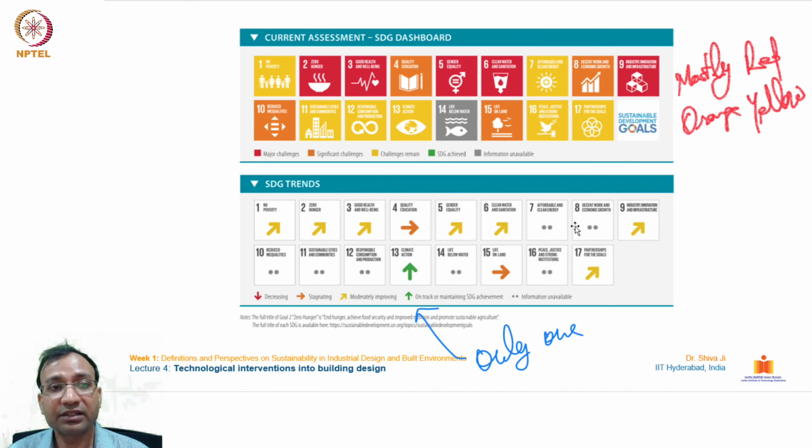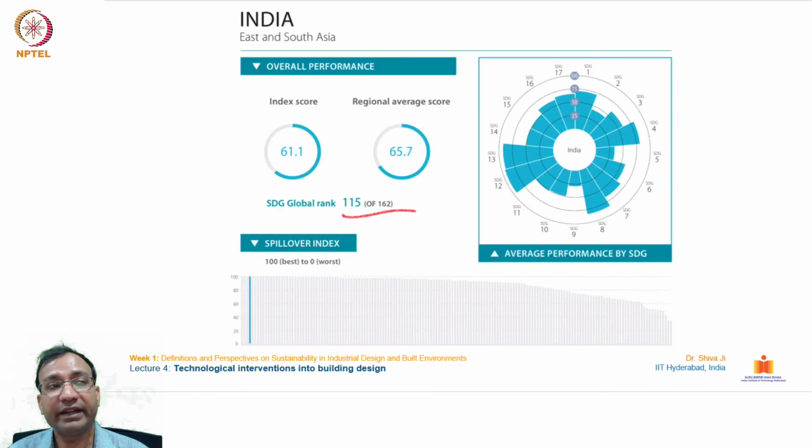For the rest of the others, either there is a lack of data, so they are left with dots, or they are moderately improving, or in some cases they are stagnating. But since there is insufficient data on these many SDGs, it is very difficult to conclude from here. But anyways, we'll move on to India.